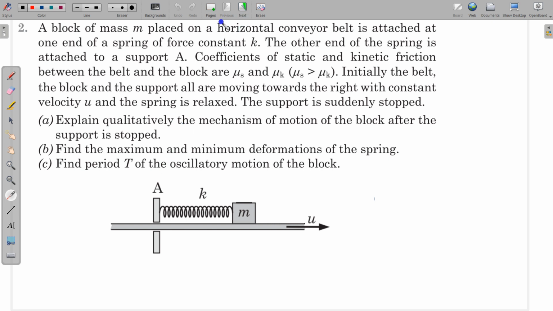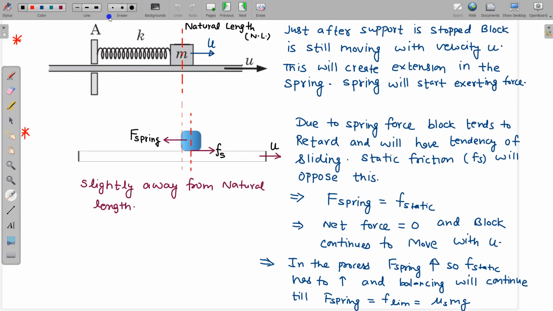So let's analyze the situation and solve for the maximum and minimum deformations and time period. So just see what I am telling in this particular situation. First we will analyze and then we will solve.